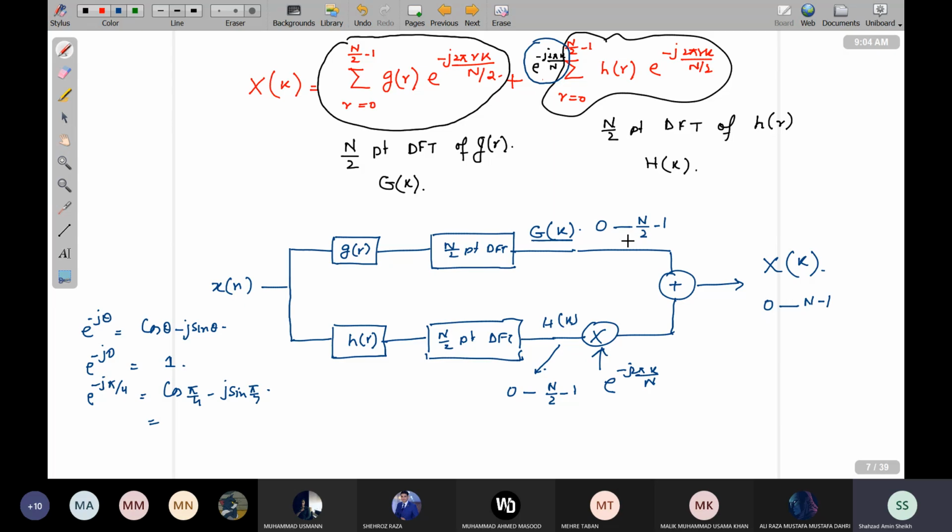Now how is it possible that two things... अब अगर हम देखें तो X of k क्या चीज है? X of k is nothing but G of k plus e raised to power minus j 2 pi k over n into H of k. Now these two things are defined between 0 to n over 2 minus 1. Now how is this possible that this thing is defined between 0 to n minus 1? Any idea?